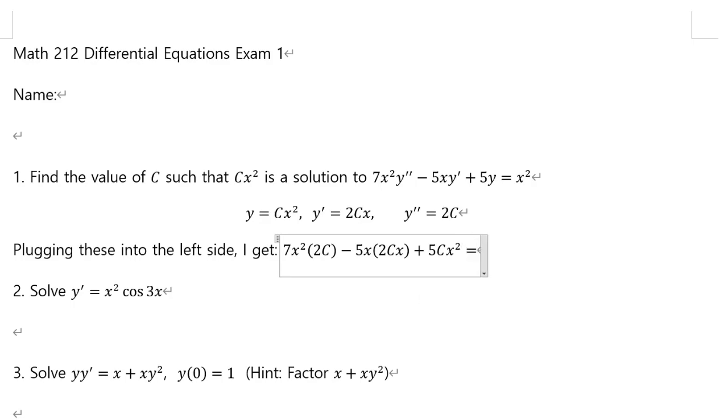This would be 7 times 2 is 14, so it would be 14cx squared. And then minus 5 times 2, 10cx squared, and plus 5cx squared. And I guess I'm getting 9, right? Let me check again. 2, 14, 10, 5. Okay, so 14 plus 5 is 19 minus 10. That's 9cx squared.